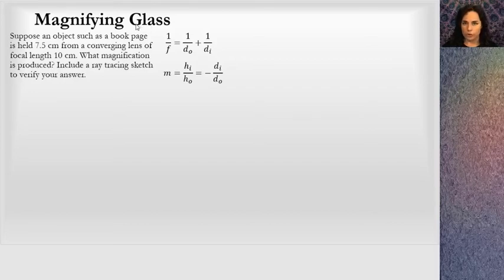I don't know if you've used magnifying glasses before. We're going to take something that's small and make a larger image of it. And it will be an upright image. If I use a magnifying glass to read a sheet of paper, I don't have to turn it upside down or anything. It will be an upright image as well. So let's see what this problem's saying. It says, suppose an object such as a book page is held 7.5 centimeters from a converging lens of focal length 10 centimeters. So I'm getting a picture here in my head.